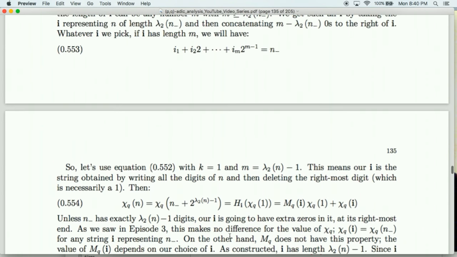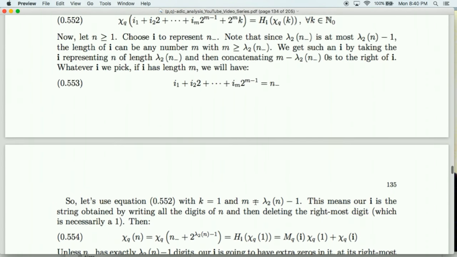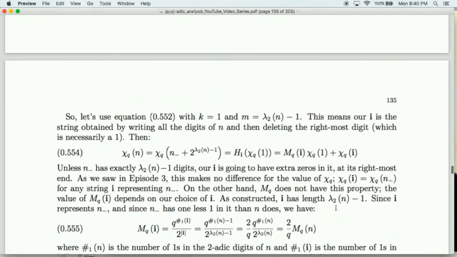As constructed, I has length m, which is lambda 2 of n minus 1. And since I represents n minus, the number of 1s in bold I is the number of 1s in n minus. But we got n minus from n by killing off the rightmost digit, which was a 1. So n minus has exactly 1 fewer 1 digit than n does.